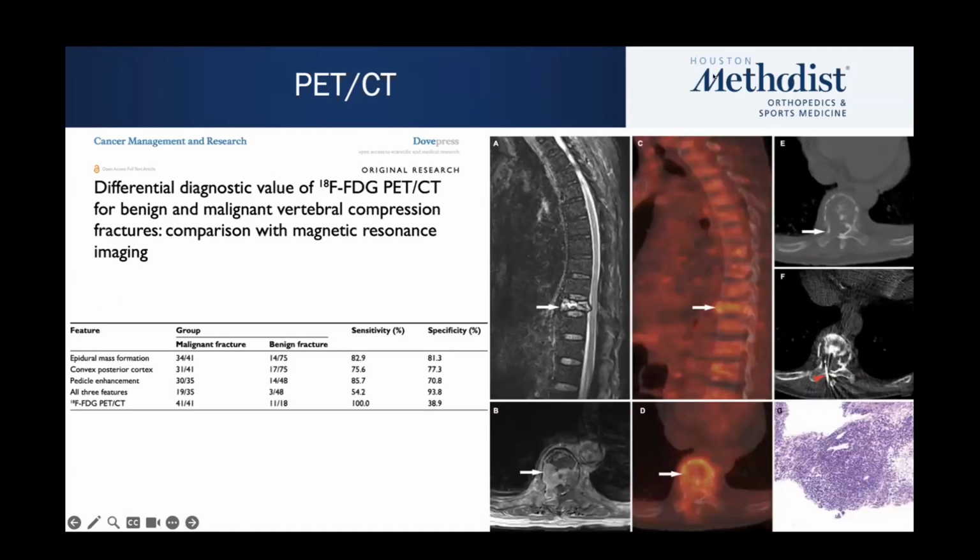This study looked at the sensitivity and specificity in terms of different elements on imaging, including epidural mass formation, convex posterior cortex, as I mentioned before, pedicle enhancement, or a combination of all three. And so that can be helpful findings. The sensitivity in that study for the PET-CT was 100%.